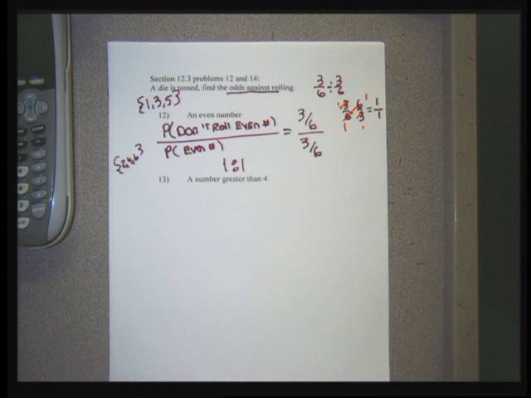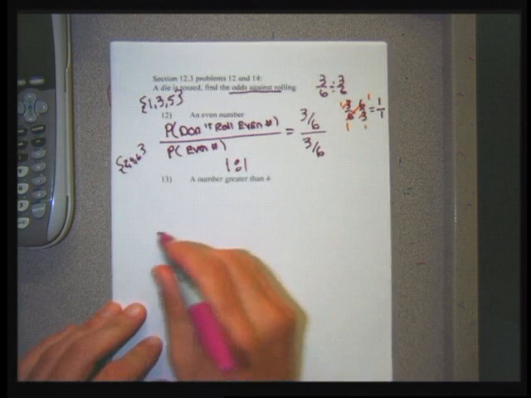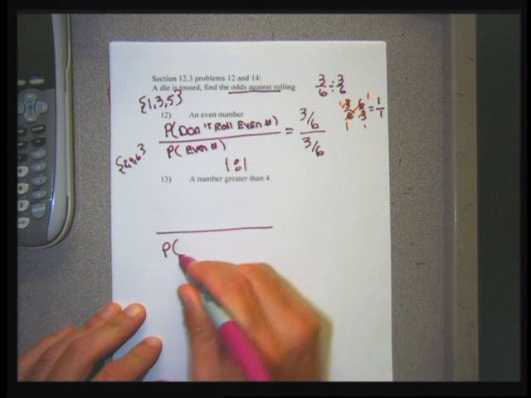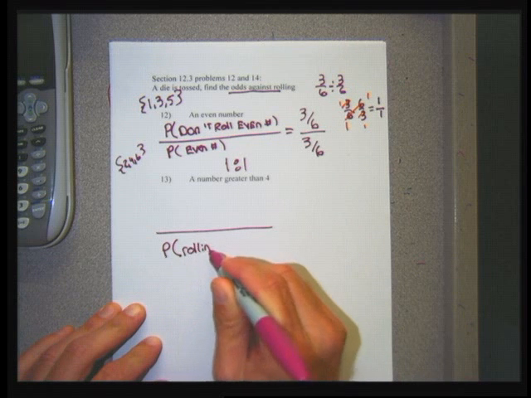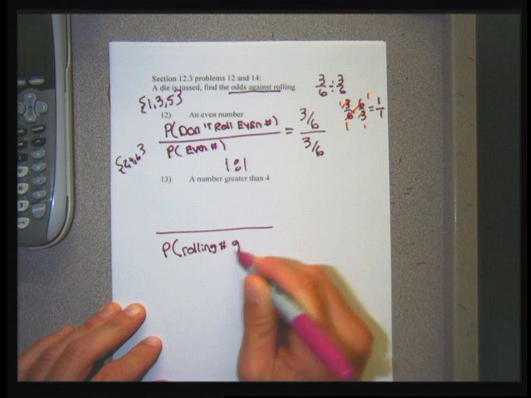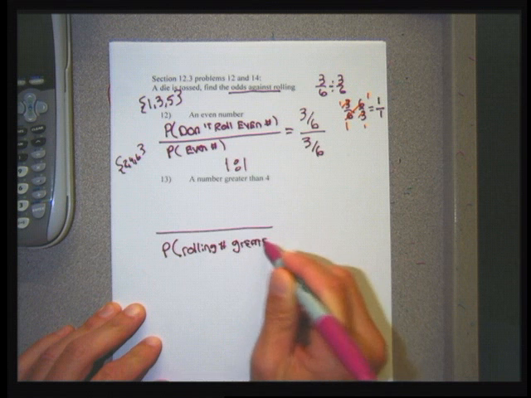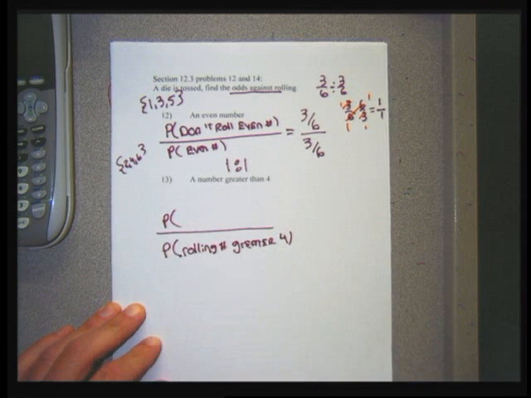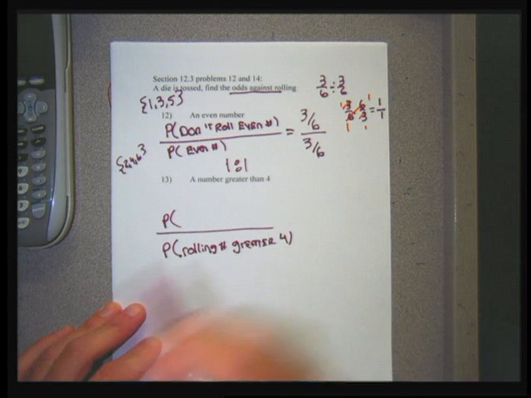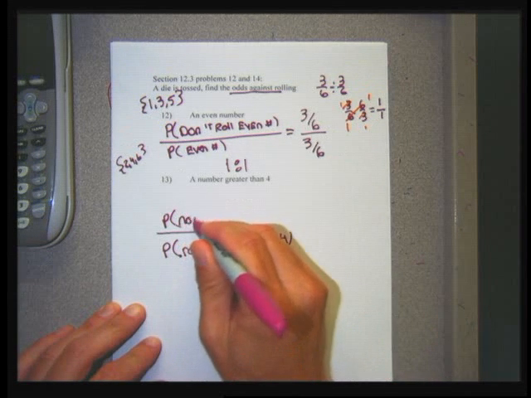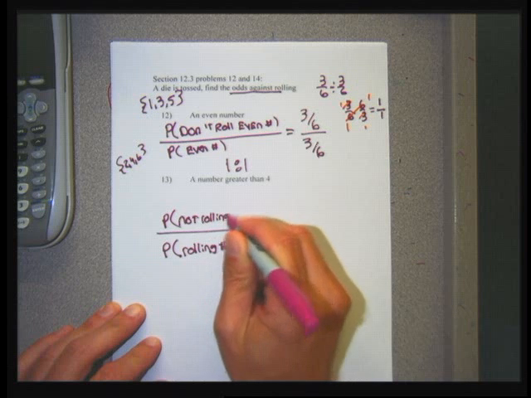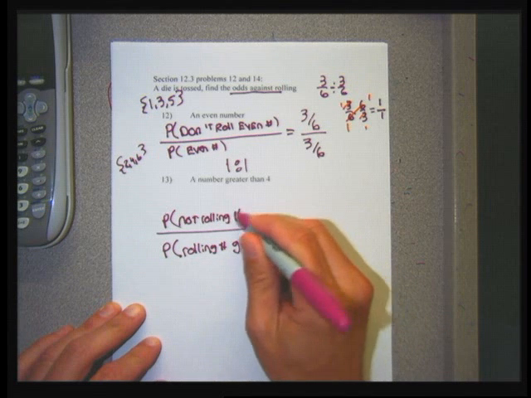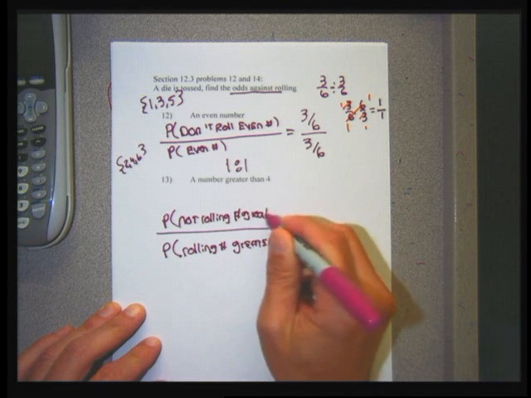Next one is problem 13. The odds against rolling a number greater than 4. The denominator is going to be the probability of rolling a number greater than 4 because it's odds against, so the denominator needs to be the success. The numerator, since it's odds against, is the probability of the event not happening. It's going to be the probability of not rolling a number greater than 4.